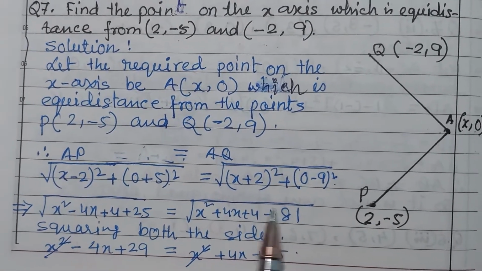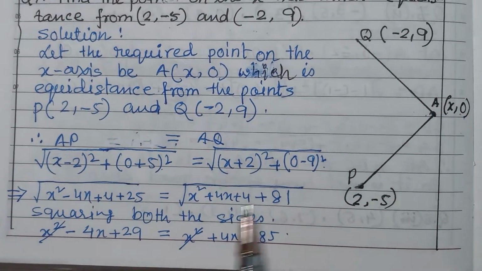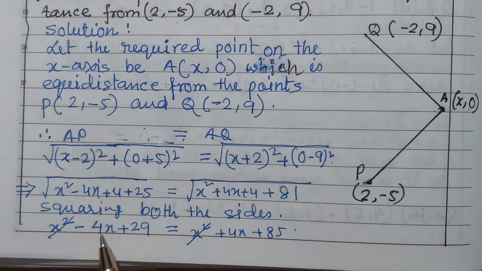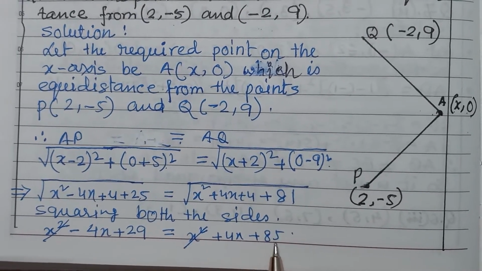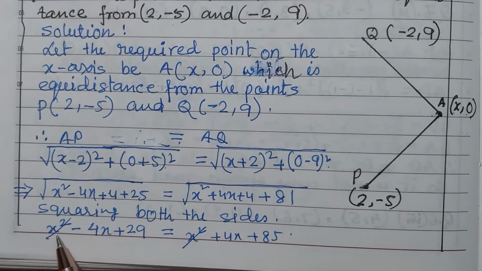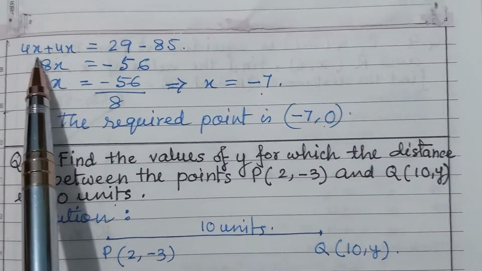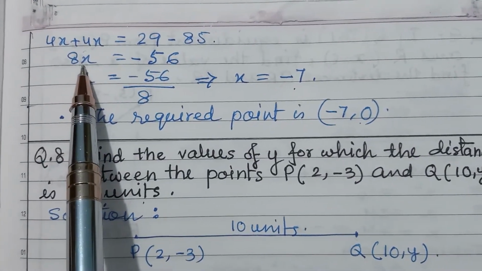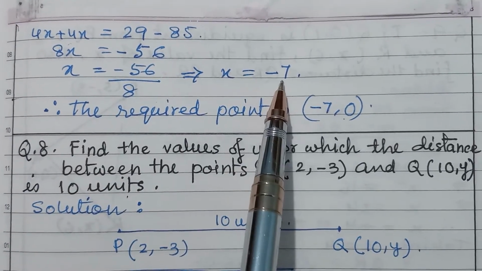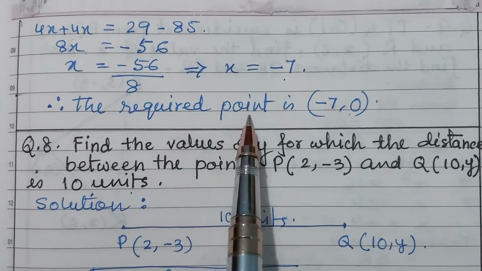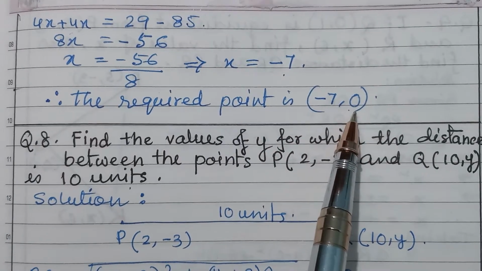Now square both sides, so the square root will cancel. So x square minus 4x plus 29 is equal to x square plus 4x plus 85. The x square cancels. Now 8x is equal to minus 56, so x is equal to minus 7. So the required point is (minus 7, 0).